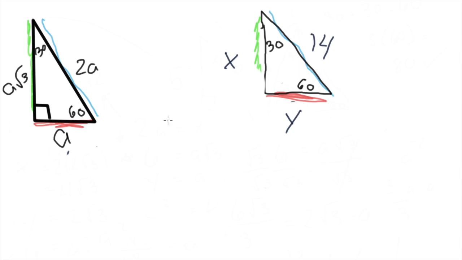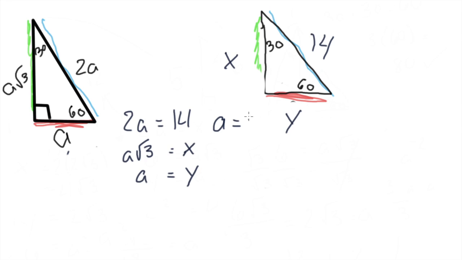Okay, so we're going to do this problem by setting all sides equal to each other. So 2a equals 14. A root 3 is equal to x. And a is equal to y. We're going to go to our equation that only has one variable in it, which is the first one. We're going to divide both sides by 2 to solve for a, and we're going to get that a equals 7. Now we're going to plug a into the rest of our formulas, and we're going to get x is equal to 7 root 3, and we're going to get that y is equal to 7.